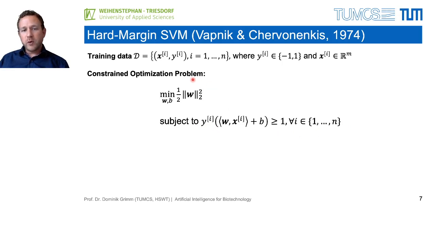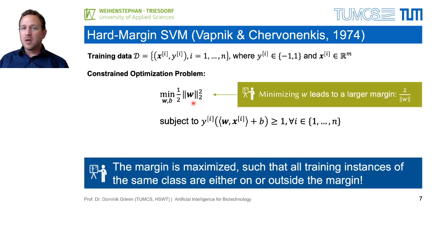Why do we first of all want to minimize this? That's because our goal was to maximize the margin. And the margin is maximized in such a way that all training instances of the same class are either on or outside of the margin. To maximize the margin, we have to minimize W, because if we remember, the margin was 2 divided by the L2 norm of W. So if the norm gets small, the margin gets maximal. So we have to find the minimal W.